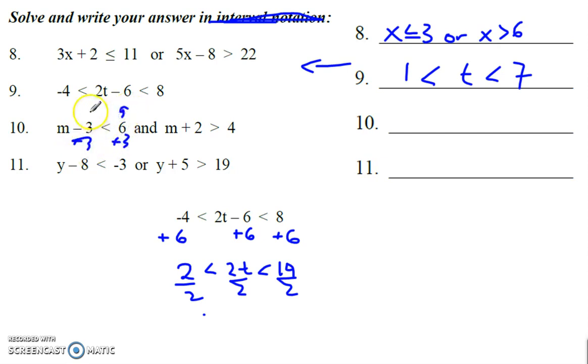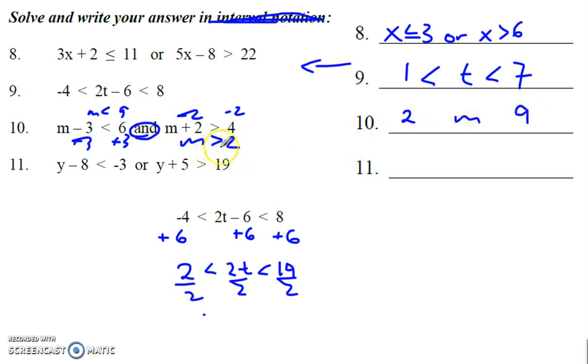Okay, number 10, add 3 to both sides here. You get 9 there, m is less than 9, and subtract 2. You get m is greater than 2. Okay, since this is an AND statement, we'll start with 2. Then we have m in the middle, and 9.